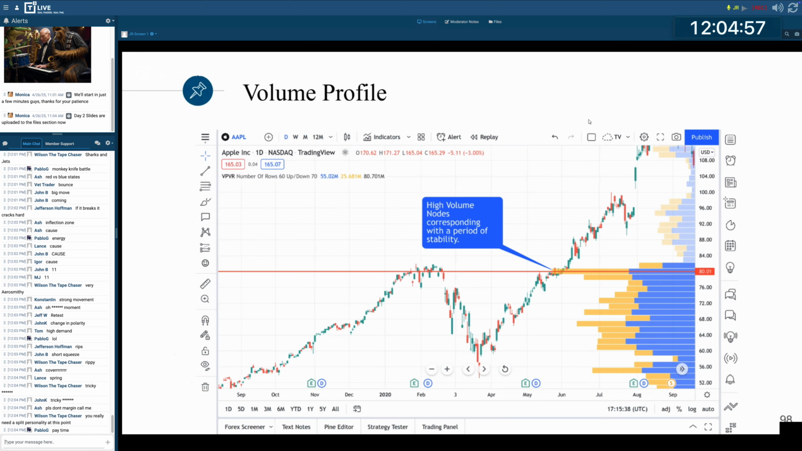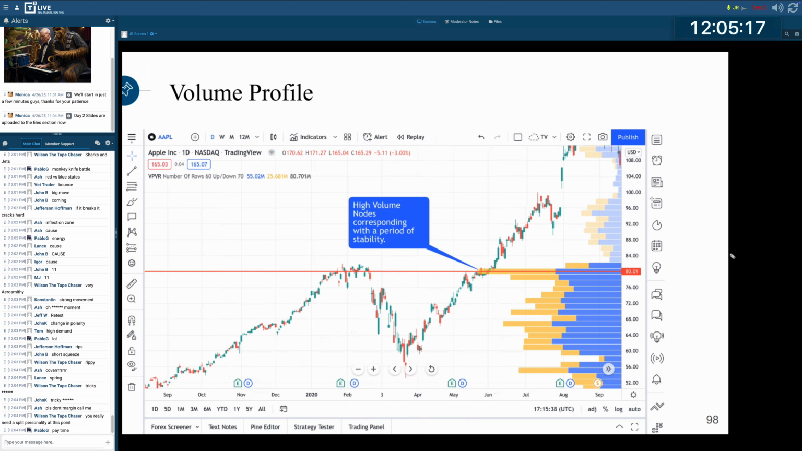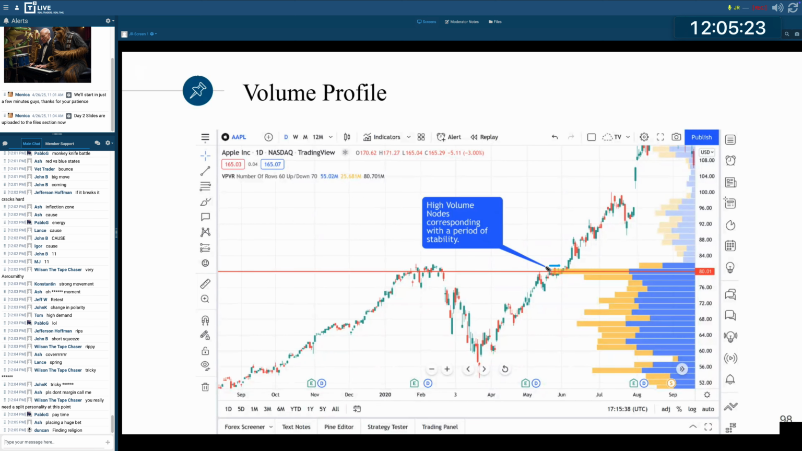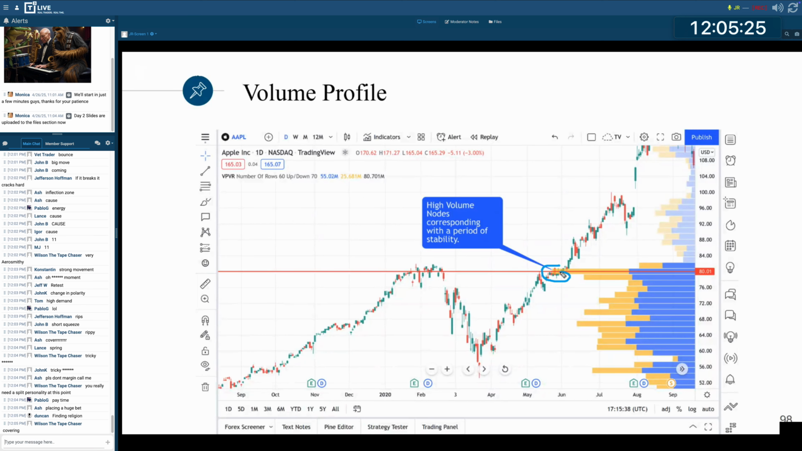So here you've probably seen this a gazillion times, right? I call this specific setup a double whammy. When you have a double top into a high volume node, monkey knife fight. What are shorts doing here? What are the bears doing right here?